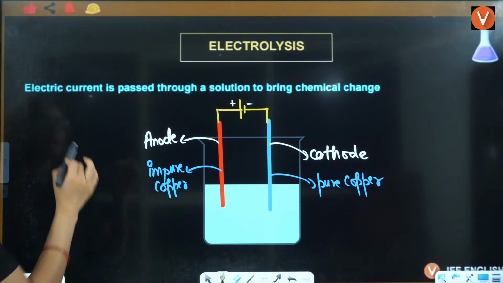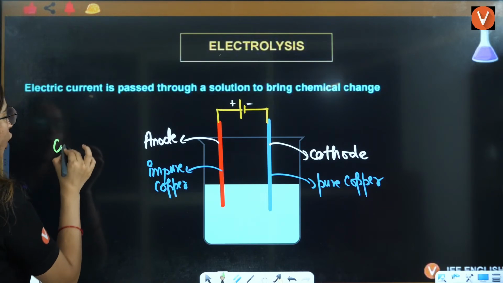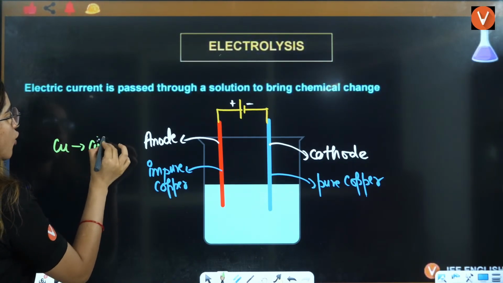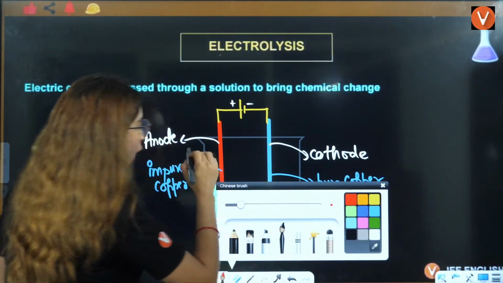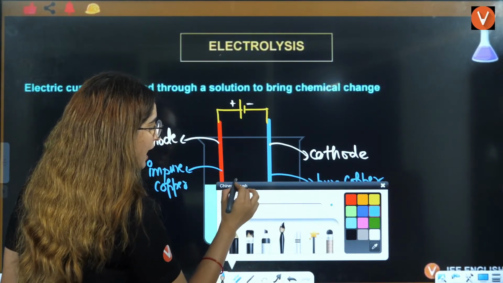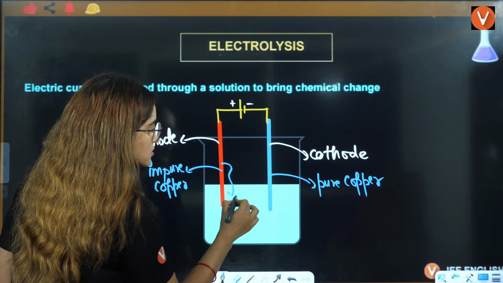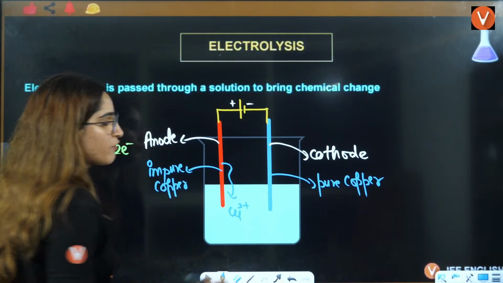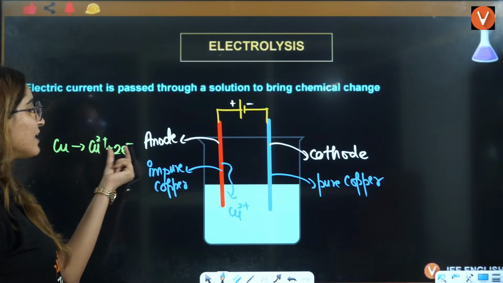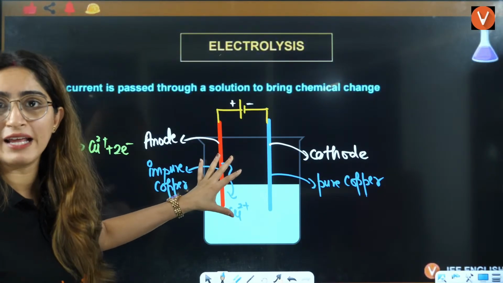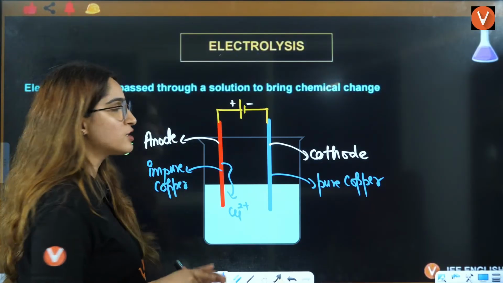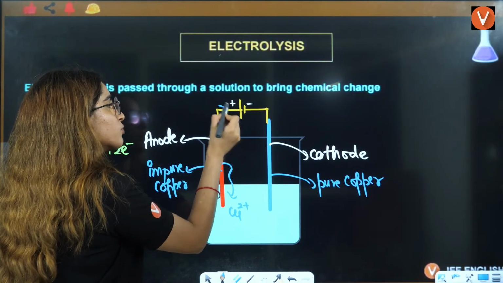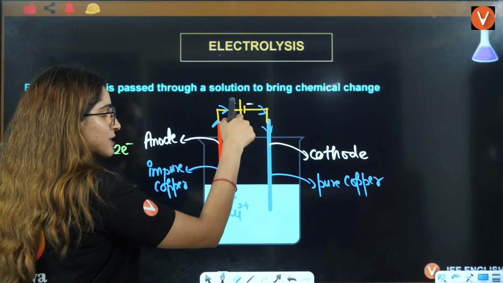We know that at the anode oxidation happens. So at the anode, what will happen? Copper will lose electrons and be converted into this solution. Copper will lose electrons and jump into this solution as copper 2 positive ion. And these electrons, being negatively charged, will be attracted to the positive battery terminal here. That's why electrons will start moving from this side to this side.